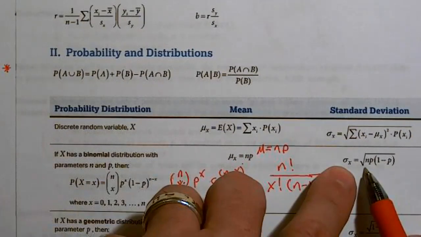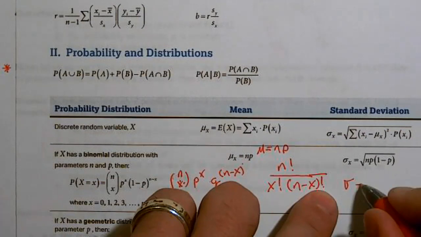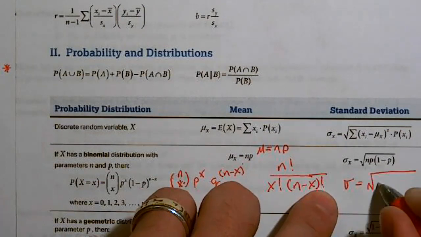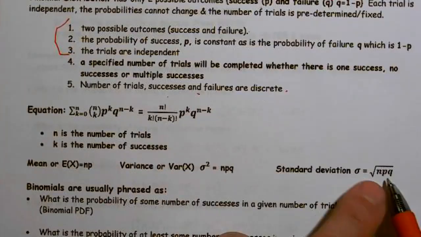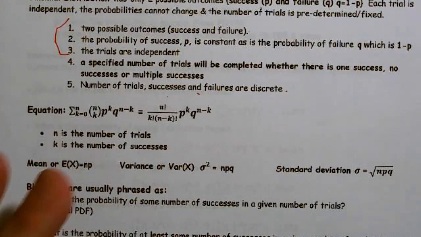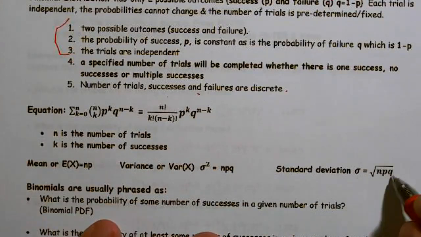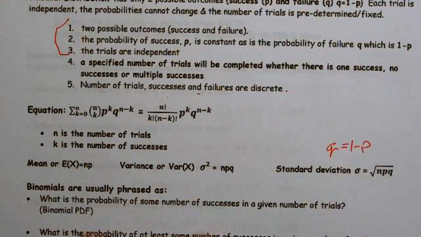And then our standard deviation, I like to use NPQ. However, they're going to use the P notation. So N times P, the probability of success, times 1 minus P, which is the probability of failure. And like I said, I tend to use NPQ just because it's shorter and easier for me to type in. However, either one of them will get you credit. But if you're going to use Q, make sure you say Q is 1 minus P. If you do that at the top of the problem, then you're good to go.